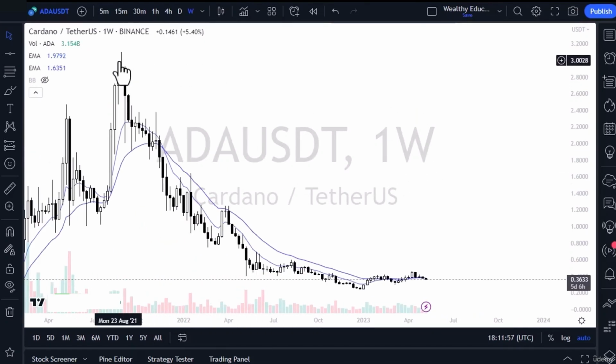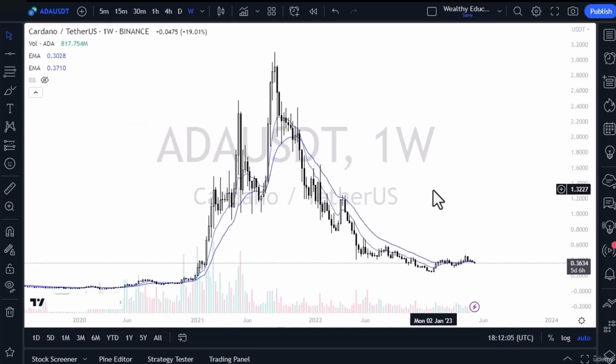You can see that Cardano has been in a downtrend since August 23rd of '21. So it's almost 2 years. You could have sold at any point over the last 2 years, with the exception of a couple of weeks, and just held on to your short position and made money. And that's how you have to look at this. You cannot ignore the higher time frames.